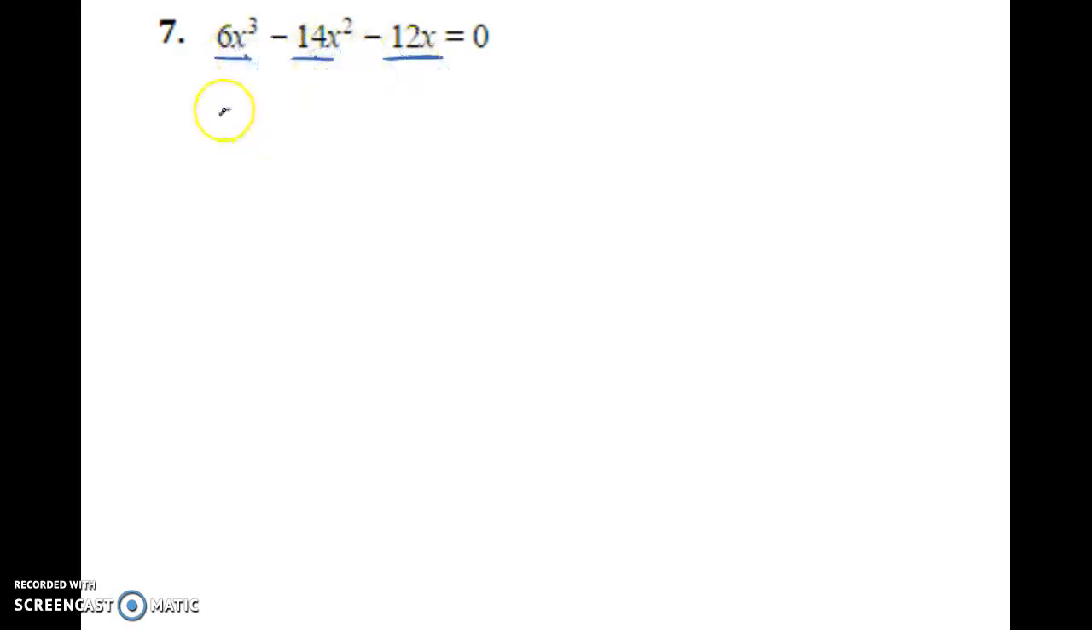x. So I'm going to go ahead and pull out a 2x, leaving me with 3x squared to get the 6x cubed back. To get the 14x squared back, I would need a 7 and an x. And to get negative 12x back, I need a negative 6. From here, I'm going to try to factor this thing out as well.